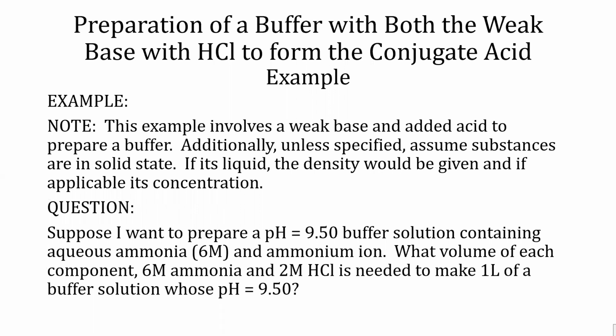This example involves a weak base and added acid to prepare a buffer. The question is, suppose I want to prepare a pH equals 9.50 buffer solution containing aqueous ammonia, 6 M, and ammonium ion. What volume of each component, 6 M ammonia and 2 M HCl, is needed to make 1 L of a buffer solution whose pH equals 9.50?